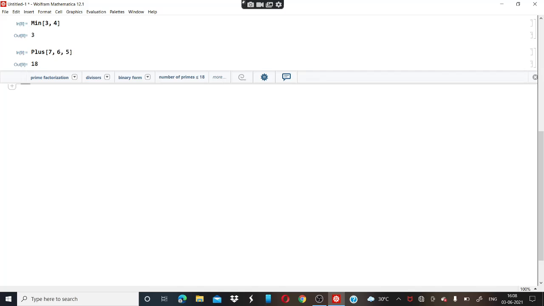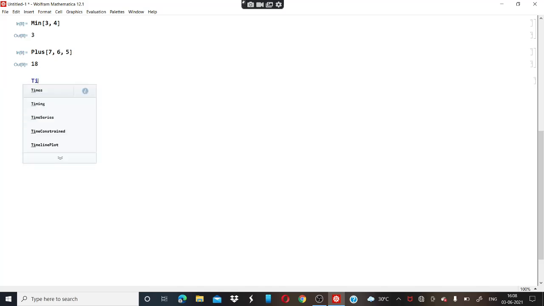Now if we want to compute double operations, for example here the question is 2 into 3 plus 4, so our main operation is multiply. For multiply we use Times, so we will write Times and create a bracket. Now after that, what do we want? We want 2 times 3 plus 4.